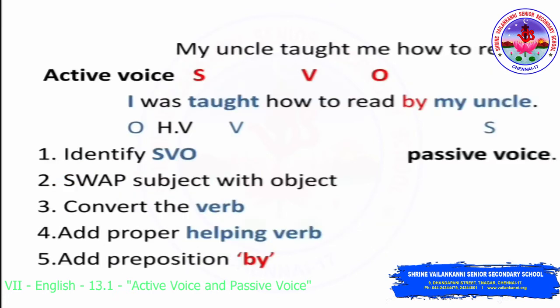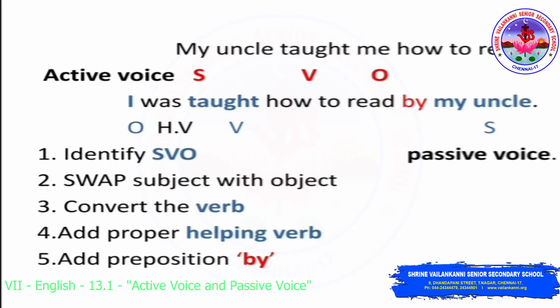So, for example, my uncle taught me how to read. This sentence is in simple past tense. Now, how will we change it into passive voice? The first thing you have to identify is SVO, which is subject, verb and object. Subject is my uncle, taught is the verb and object is me.